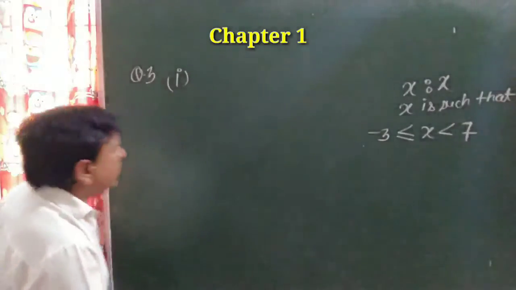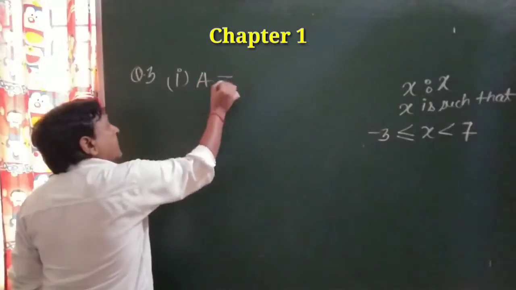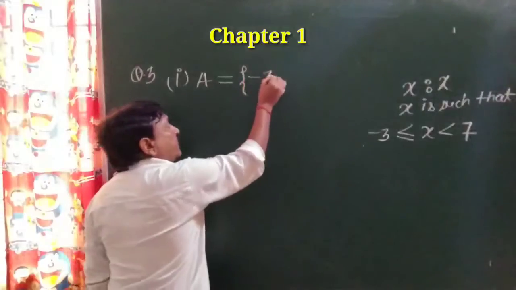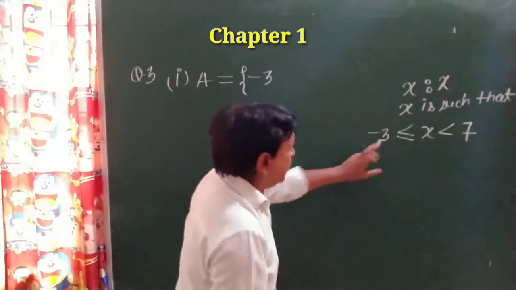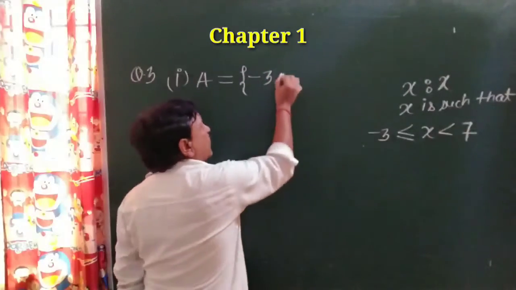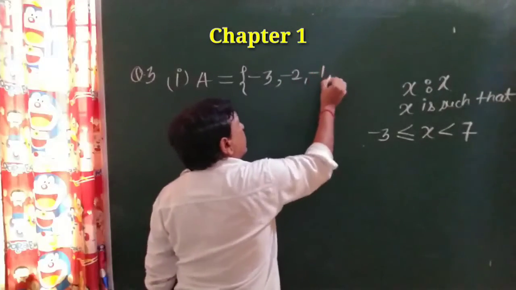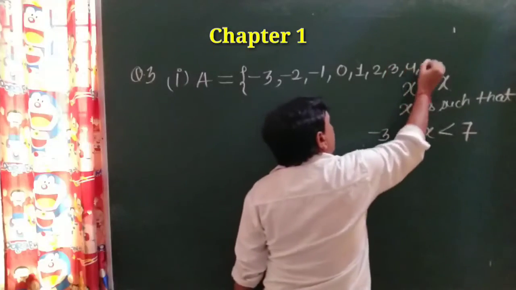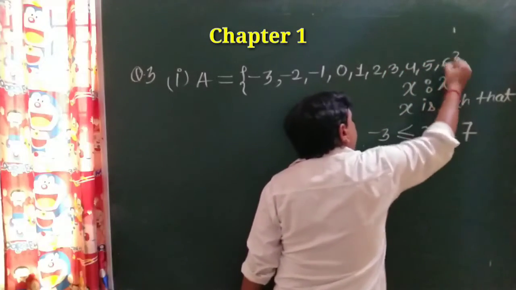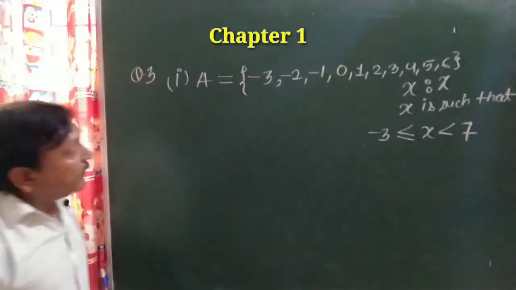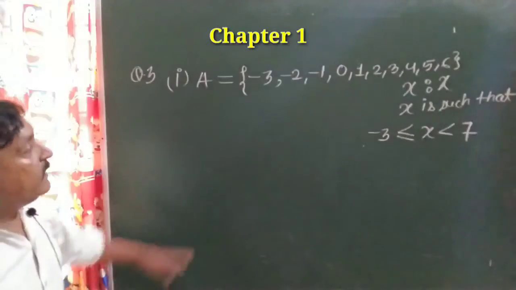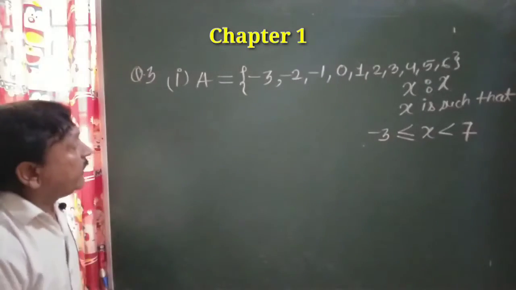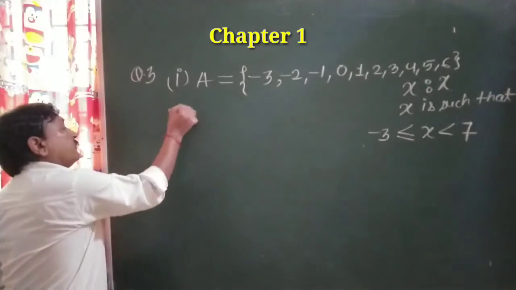Okay, so how to write it in roster form? Write the name of the set. -3 will come, which means we have to write all the elements. -3 will come, then the integers -2, -1, 0, 1, 2, 3, 4, 5, 6 and close it. Understood? In this way we will write things in roster form, in the form of a listing of the elements.